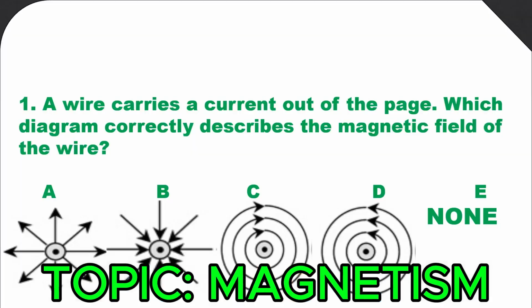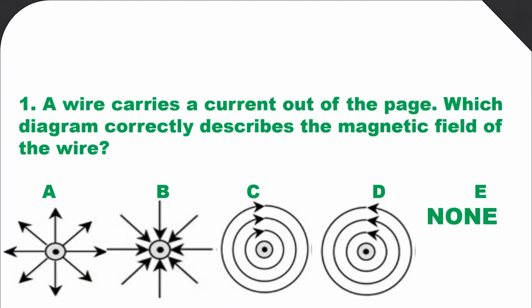Question 1. A wire carries a current out of the page. Which diagram correctly describes the magnetic field of the wire? The keywords there are wire, current out of the page, magnetic field.